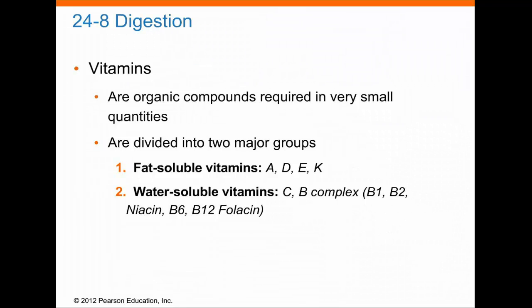Vitamins, as we've mentioned before, are organic compounds required in very small quantities and are divided into two main groups. You've got your fat-soluble vitamins, A, D, E and K, and your water-soluble vitamins, the B and the C group. And of course the B comes as a complex, which is B1, B2, niacin, B6, B12 and folacin.